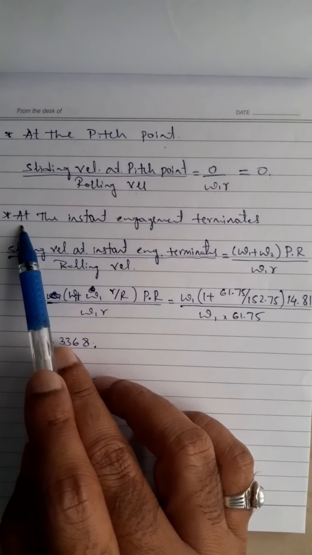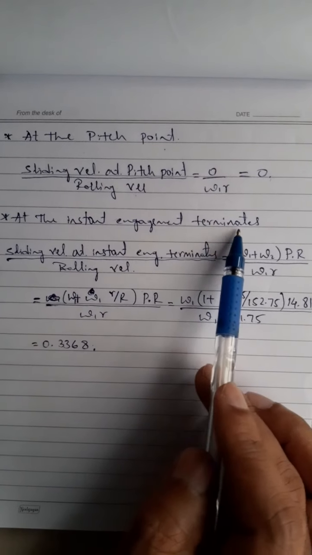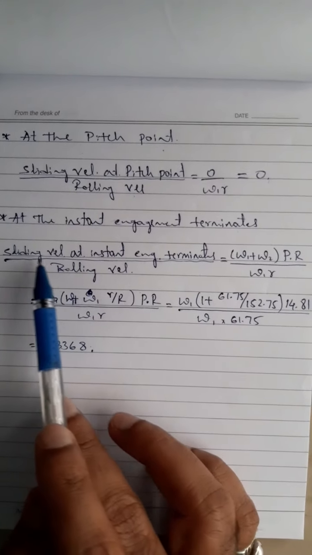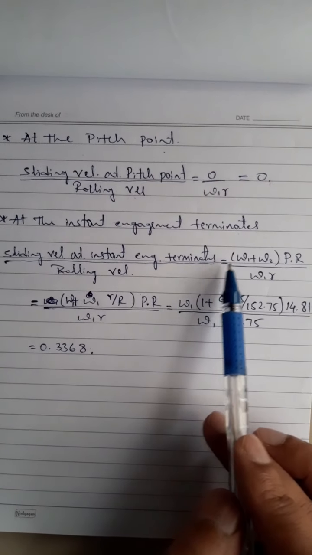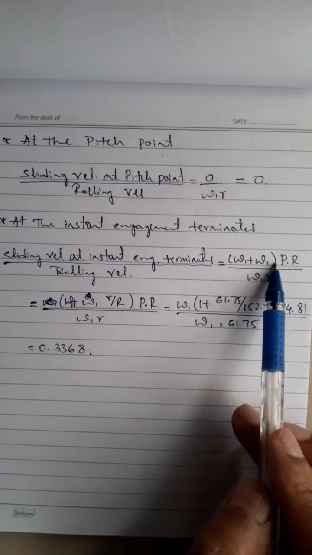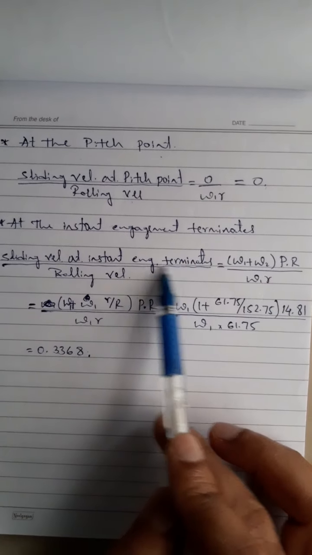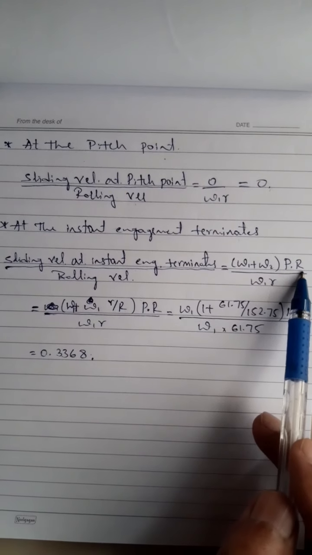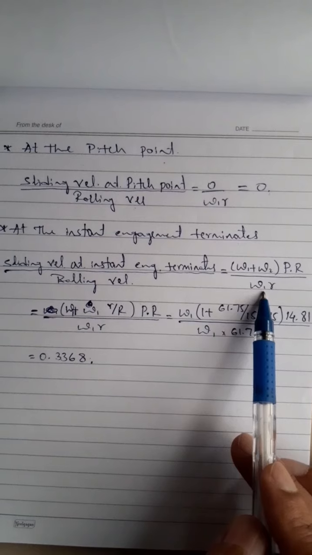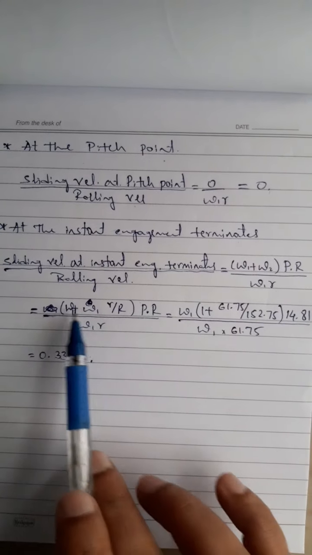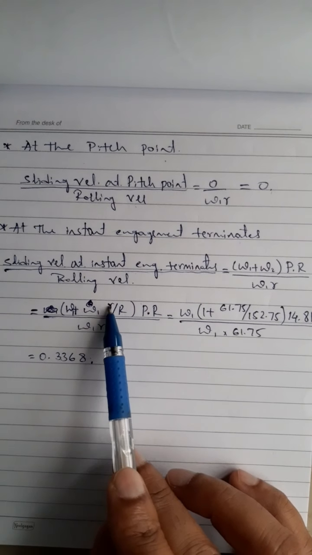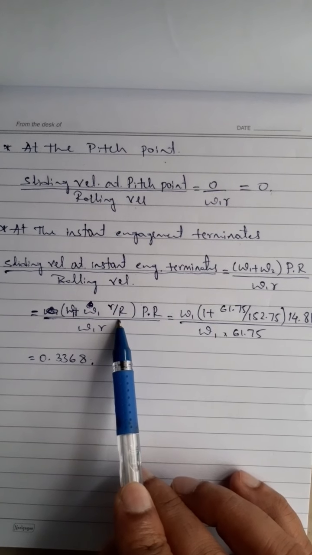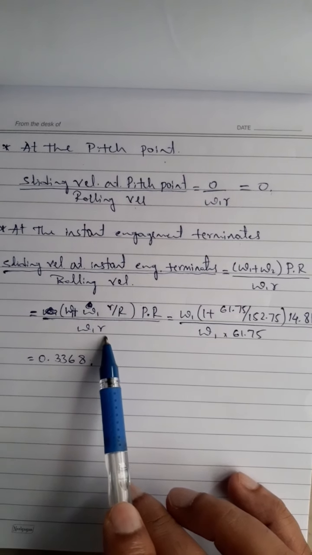Next, at the third instant, at the instant when the engagement terminates, that is at the path of recess, the sliding velocity at the instant engagement terminates to the rolling velocity is equal to omega 1 plus omega 2 into path of recess, because this is where engagement terminates, divided by omega 1 into r. Again omega 2 is replaced with omega 1 into r divided by R, which we have seen previously, into path of recess divided by omega 1 into r.